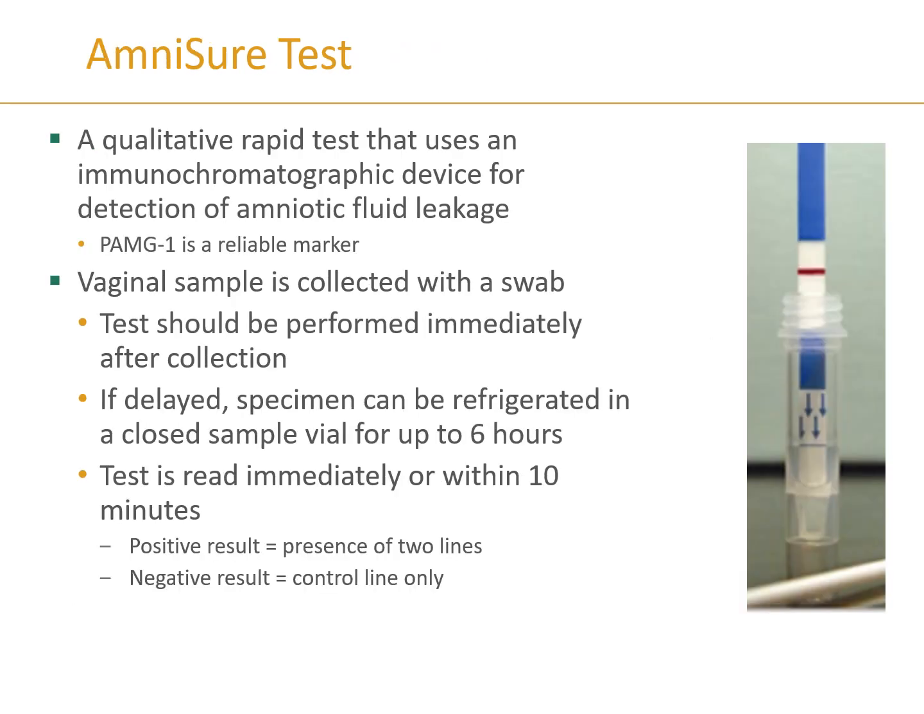The AmniSure test is a qualitative rapid test that is based off the immunochromatographic technology. And so it's basically another kit test. What it is looking for is that PAMG-1 marker. The vaginal sample is collected, and then a test should be immediately performed. However, if it is delayed, it should be refrigerated. And then the test is going to be read either as soon as you see a positive result or within 10 minutes. And of course, you're looking for the presence of 2 lines versus 1 line.